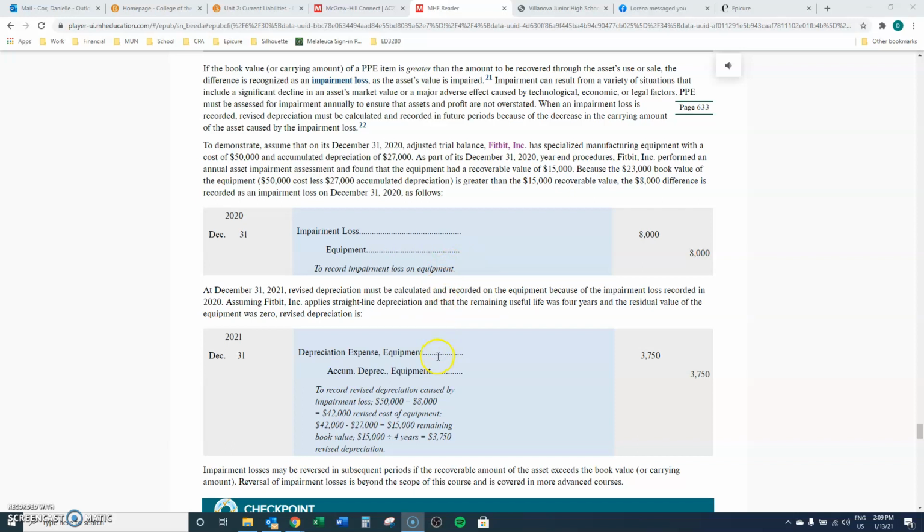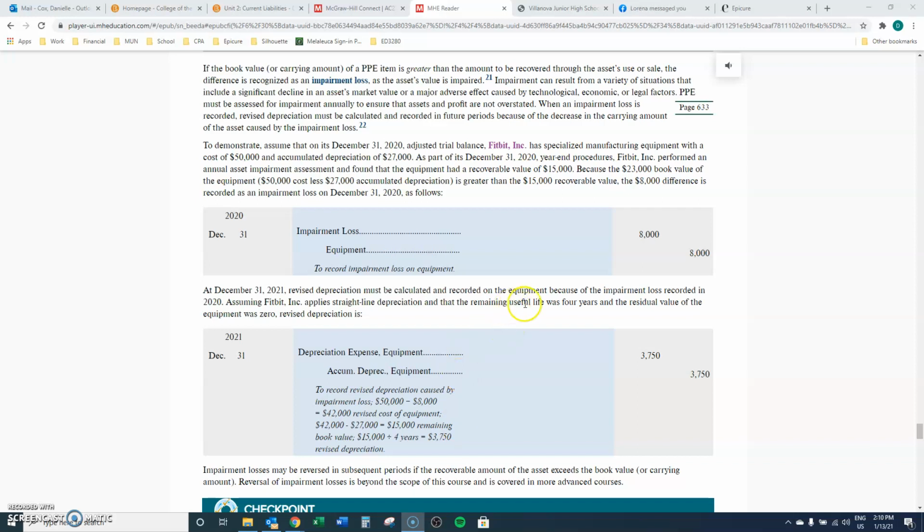Then at the end of the year, you're going to have to record depreciation again, but we're assuming here that it was straight line depreciation. But now you're not going to record the same amount of depreciation that you have been in the previous years. The cost was originally $50,000. We are writing it down $8,000 here. So that leaves $42,000. That's the new revised cost. $27,000 of that has already been depreciated because the accumulated depreciation was $27,000. So that means that there's $15,000 remaining book value to be depreciated.